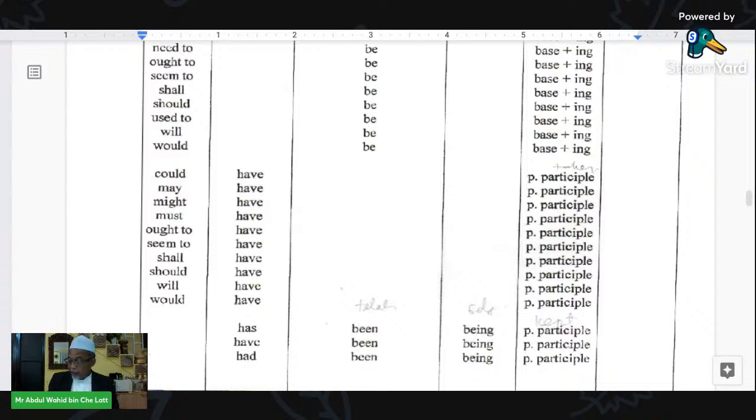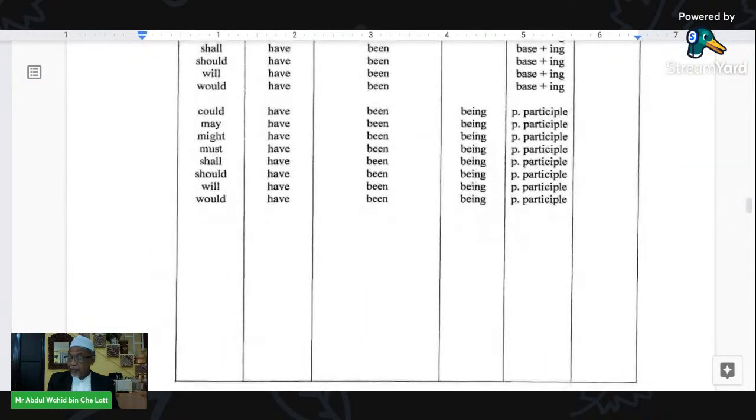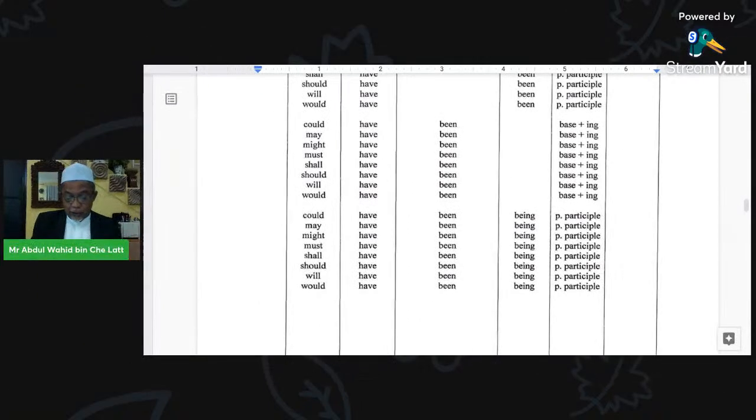Okay, turn to page 23. Put your ruler under the word could in column 5, have in column 4, been in column 2, and participle in column 1. So the verb phrase will read, could have been stolen. So the whole sentence should read, your motorcycle could have been stolen while you were attending your tuition classes.